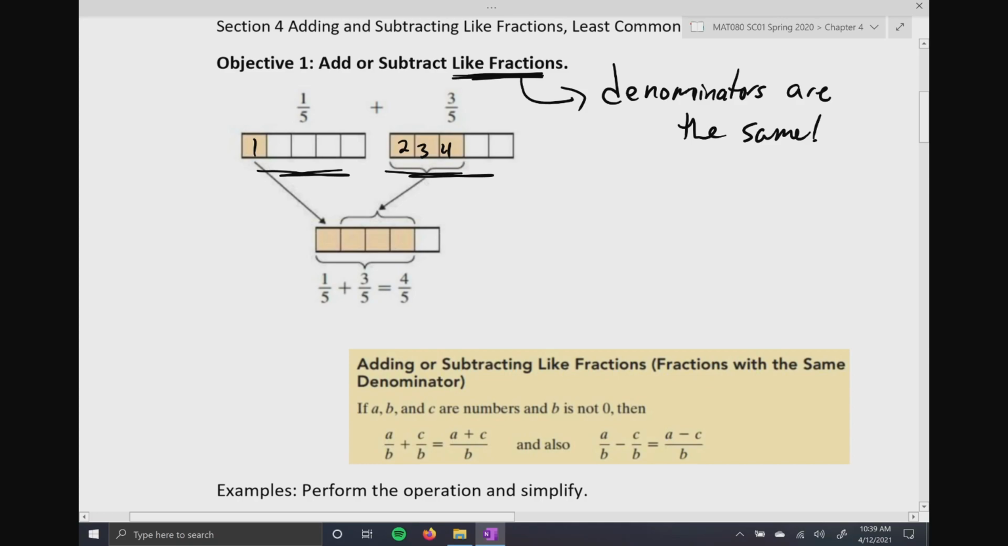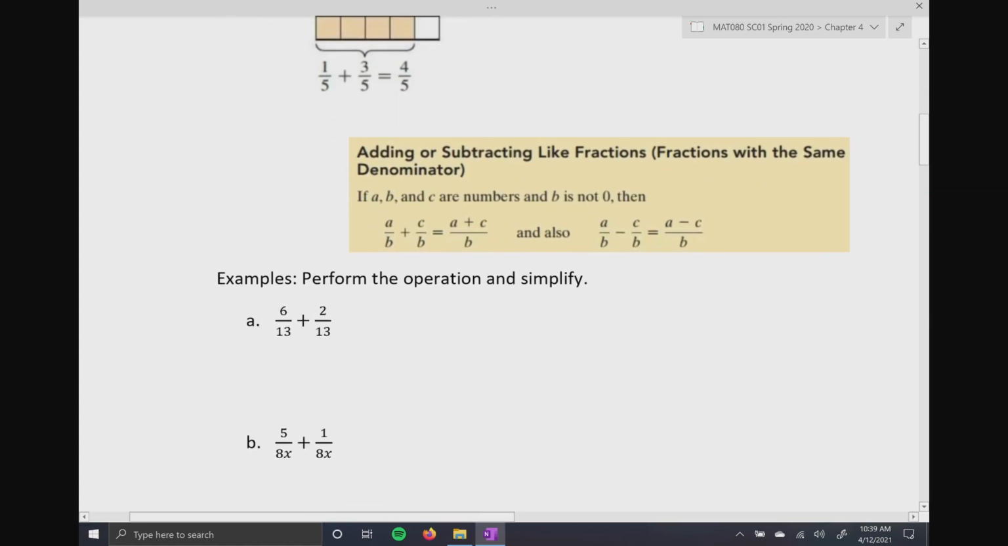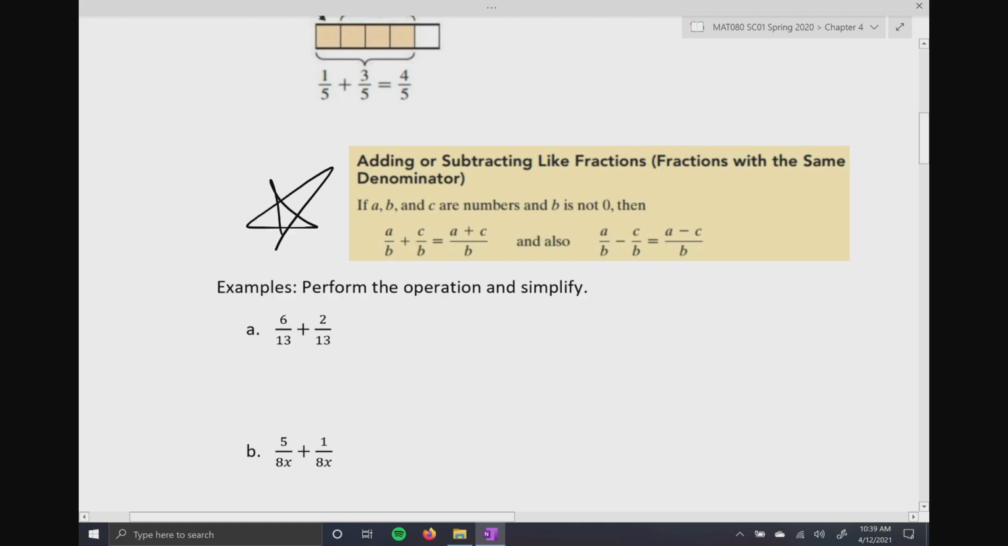So in section 4, all you're looking for is, do they have the same denominator? If they do, you're going to add the numerators, which is exactly what this big rule right here says. If you are adding or subtracting like fractions, meaning the same exact denominator, all you're going to do is rewrite the denominator and then add or subtract the numerators.